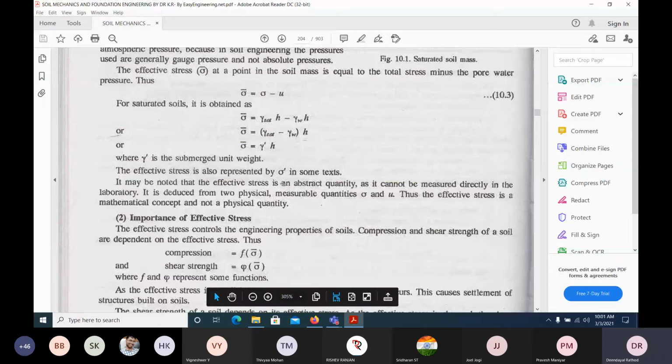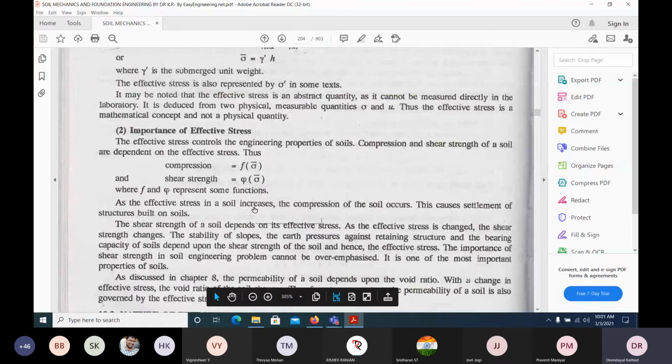Understand? So here the importance of effective stress is given. It controls the properties of a soil, compression, shear strength. Water controls everything, right? We know that in the soil, water controls everything. If the water table is coming up, what happens? Effective stress reduces, is it not?